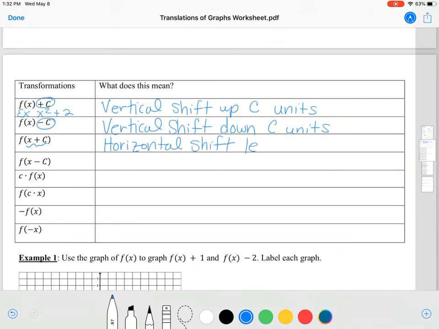So this means a horizontal shift left C units. So for example, if we used x squared and I replaced x with x plus c and I wrote it like this, that means I'm doing some kind of a horizontal shift depending on what my value of c is. If, for example, my c is a positive 2, then I know I'm taking the entire graph and moving it to the left 2.